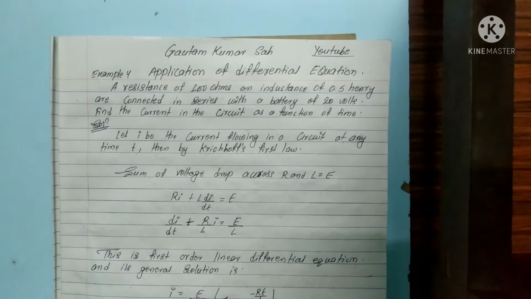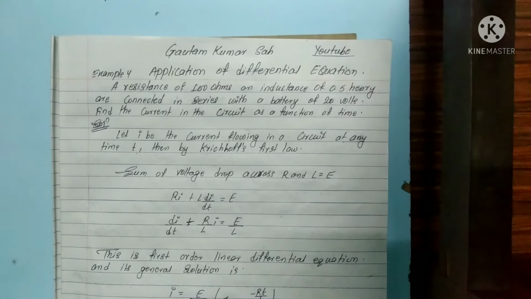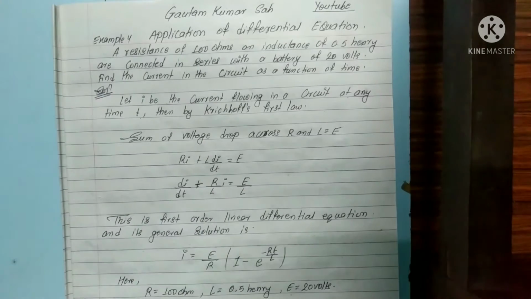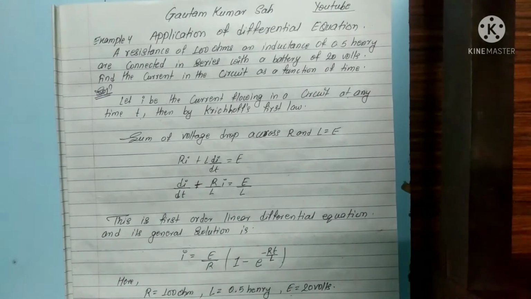The question is: a resistance of 100 ohms and an inductance of 0.5 Henry are connected in series with a battery of 20 volts. Find the current in the circuit as a function of time. Let I be the current flowing in the circuit at any time t. By Kirchhoff's first law, the sum of the voltage drops, R times I plus L di by dt, is equal to E.